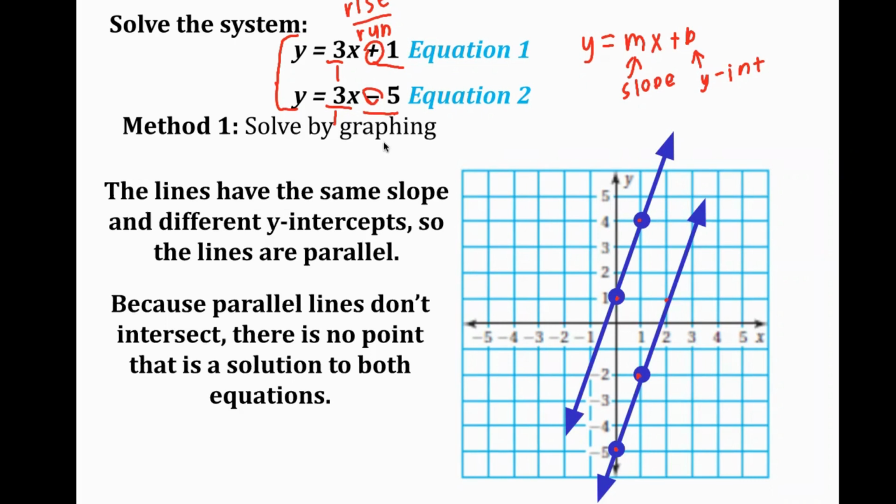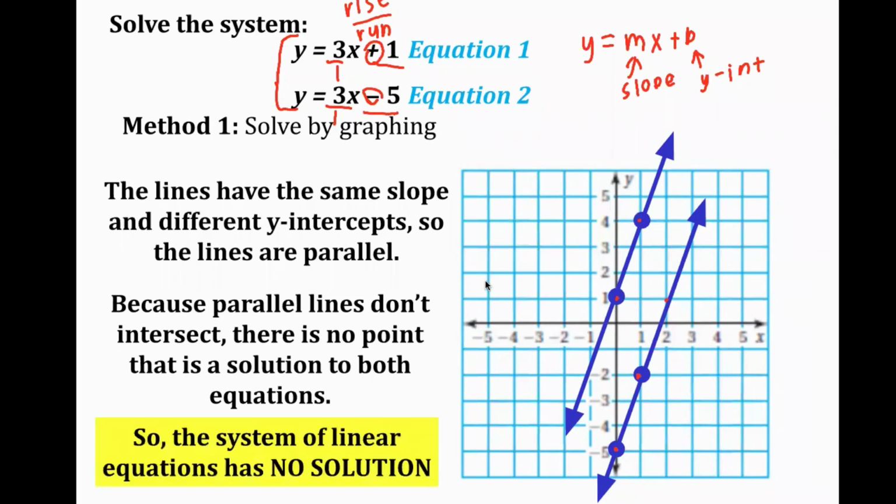And actually, if you recall from chapter 2, you could have already told that they were parallel given that they have the same slope but have different y-intercepts. So for this system, we have no solution.